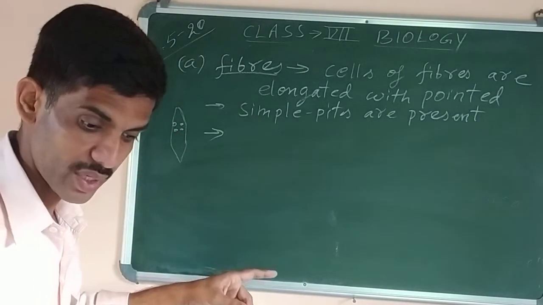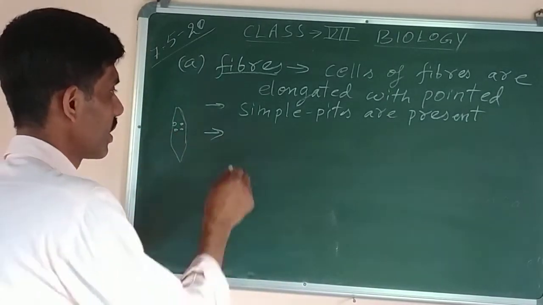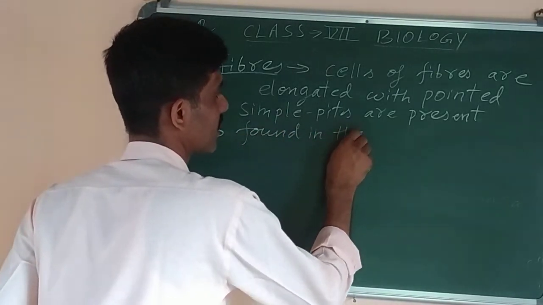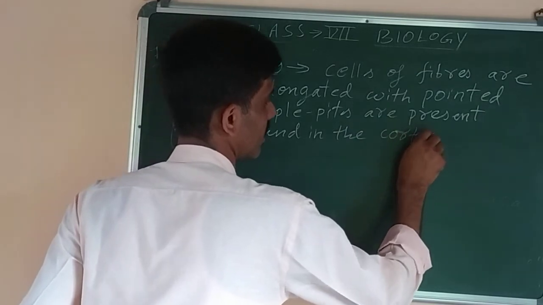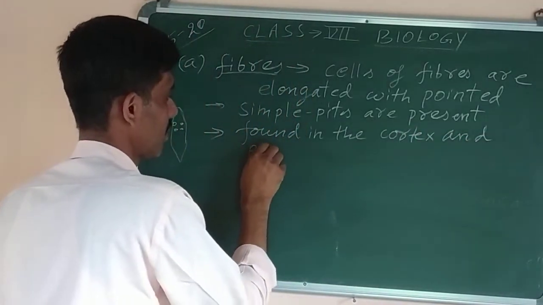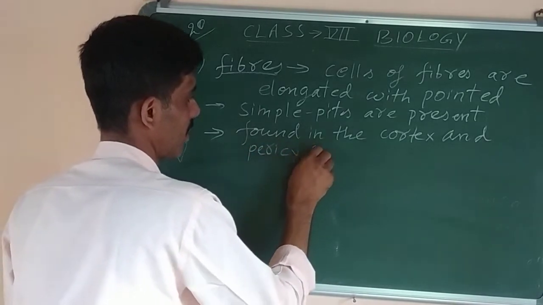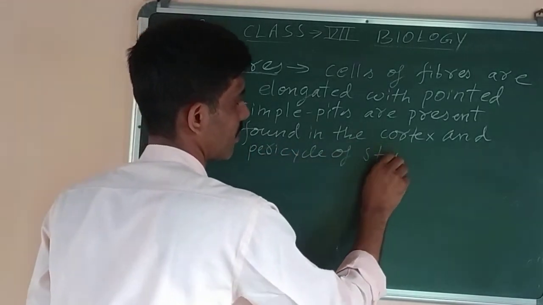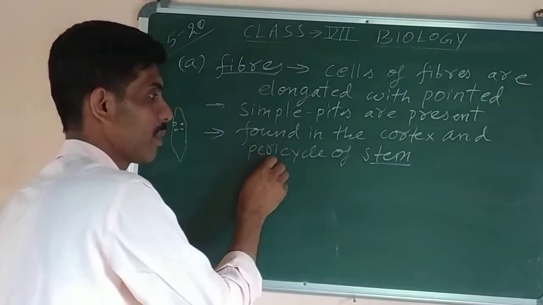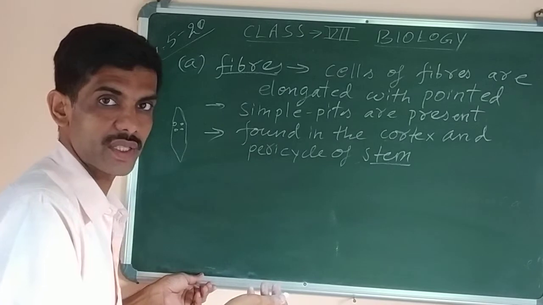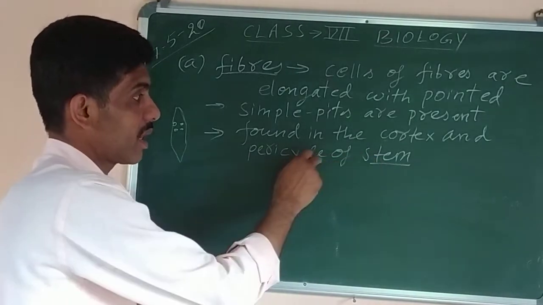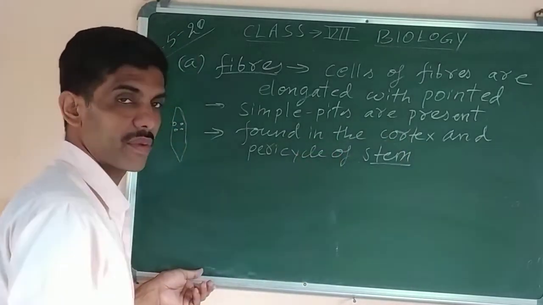And what is the third point? Where is it found? It is found in the cortex and pericycle of stems. Which part of the stem? In the cortical region, in the pericycle part. When we study the TS, the arrangement of different types of cells present in the stem, in the cortical part and pericycle part of the stem it is found.